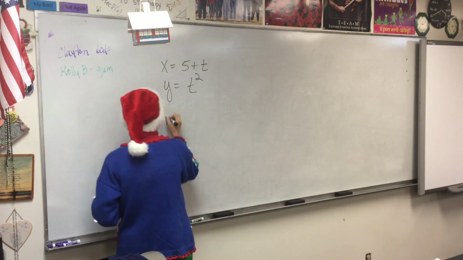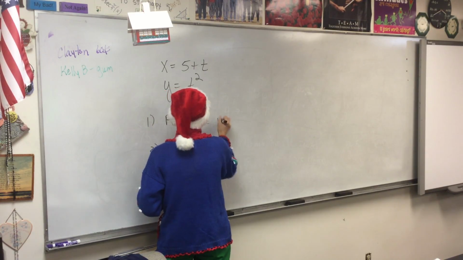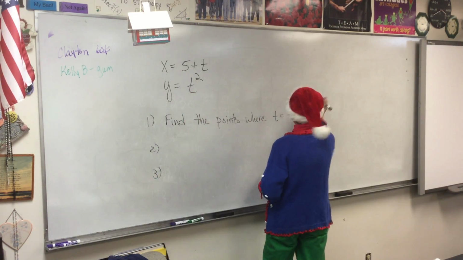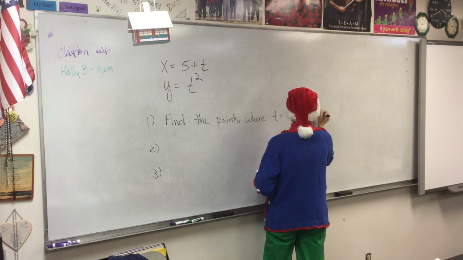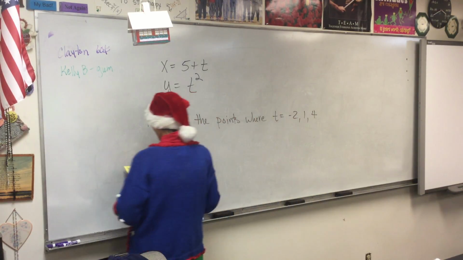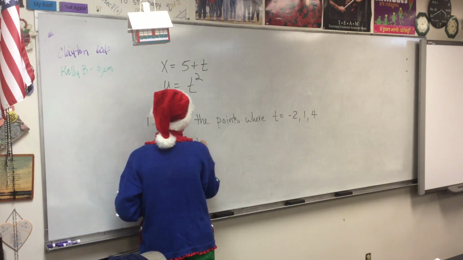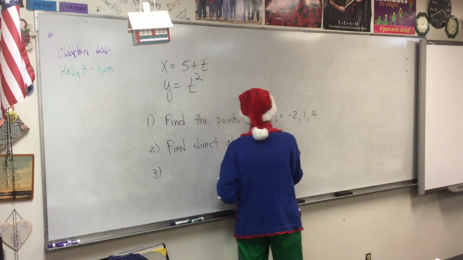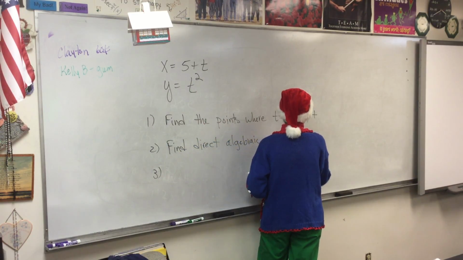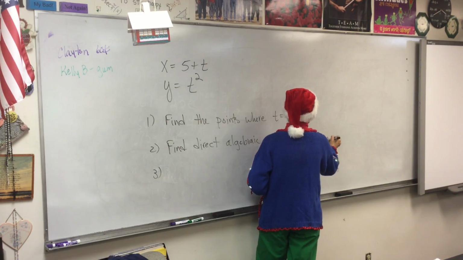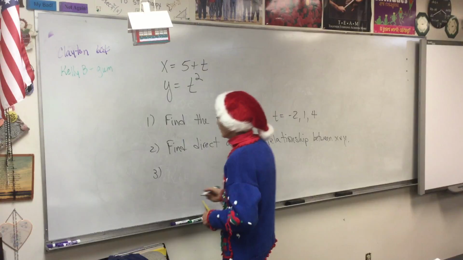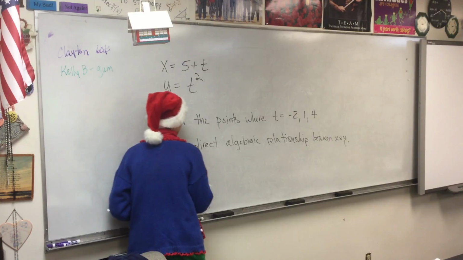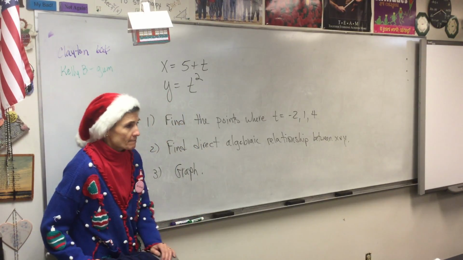One of the questions says, find the points where t is, I don't know, some numbers like -2, 1, 4. Another one says, find the direct algebraic relationship between x and y. Sounds way harder than it is. And the last one says, sketch it.